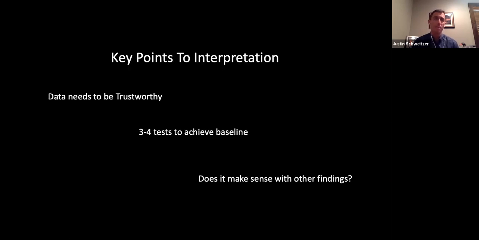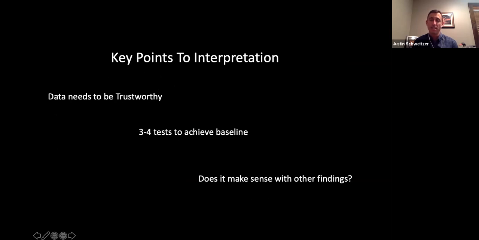So key points that we pay attention to: data needs to be trustworthy. So for you guys as technicians, this is a huge piece for us. We have to have the date of birth right. We have to have the right test in there. We have to make sure the patient is looking where they're supposed to be looking, that we get the right type of data. That's crucial. A lot of times we're going to need 3 to 4 tests to achieve a baseline. The first test isn't always going to be ideal. We may need to bring the patient back multiple times.